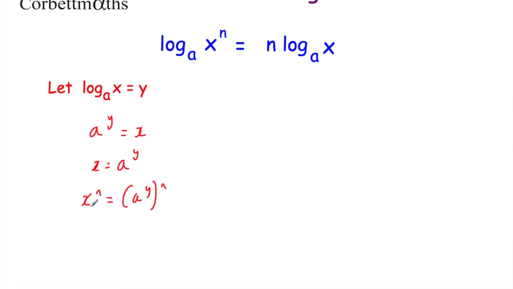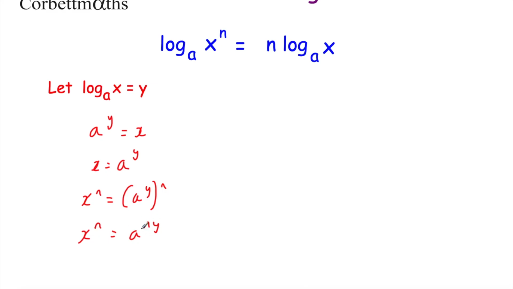Now we've got x to the power of n is equal to a to the power of y, all to the power of n. If we think back to our laws of indices, if you've got a power of a power, you multiply the two powers together. So x to the power of n would be equal to a to the power of yn, or ny. I'm just writing that as a to the power of ny, putting those two powers together.